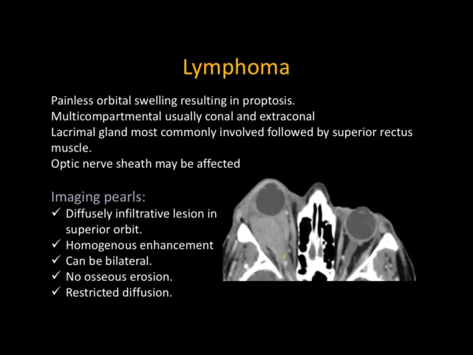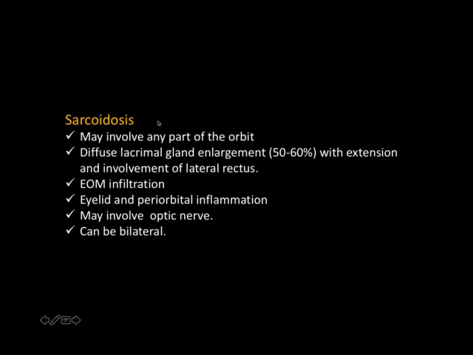You have to differentiate this from lymphoma. In lymphoma the important feature is restricted diffusion, so you have to take diffusion images in this case. Lymphoma would also be diffuse, but painless. Another differential is sarcoid.